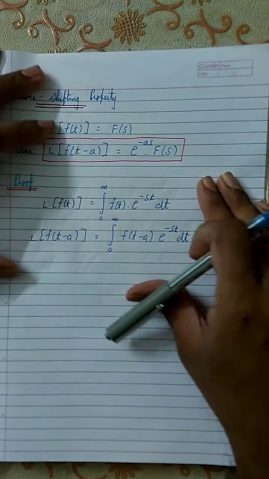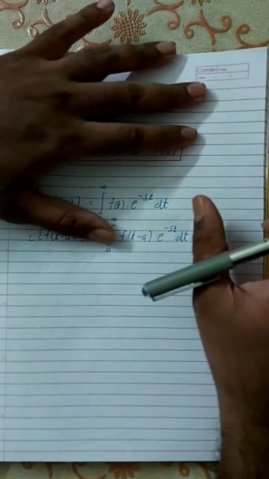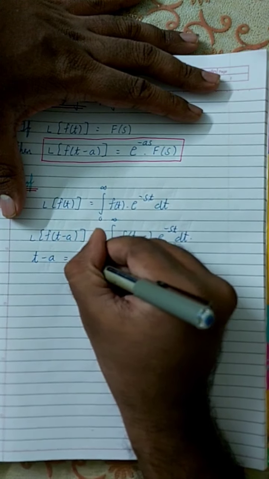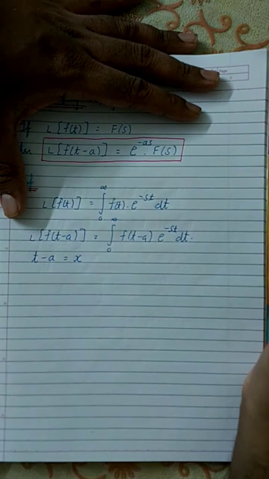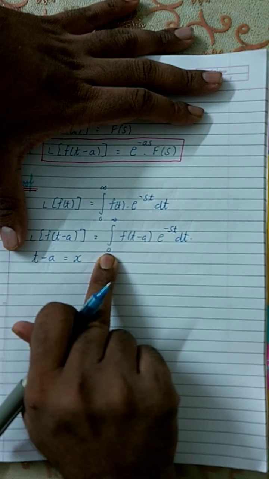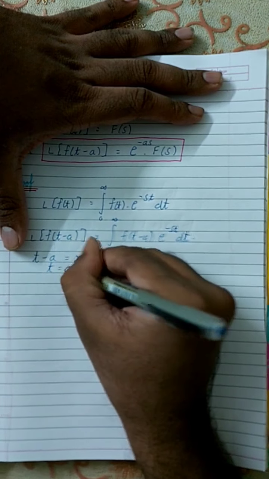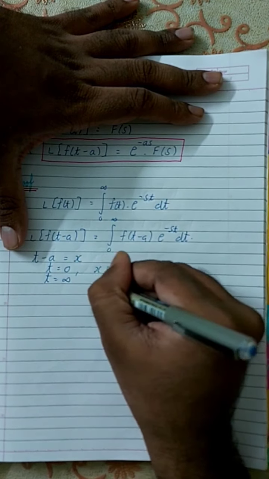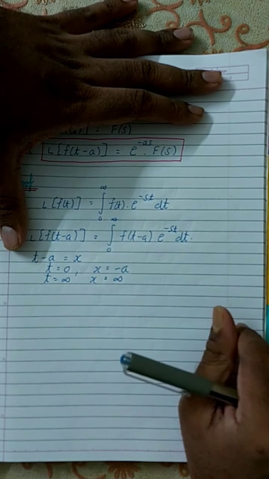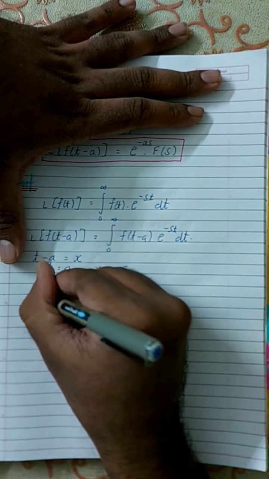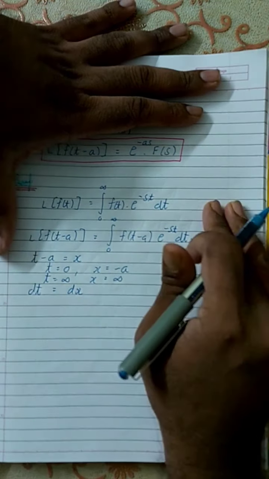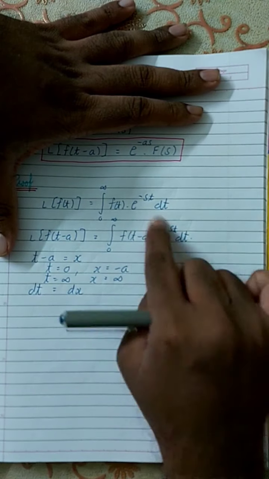Now I'm going to make a small modification, a very small change. Let t minus a be equal to x. If t minus a is equal to x, then when t is equal to 0, x is equal to minus a, and when t is equal to infinity, x is equal to infinity. Also, differentiating, dt is equal to dx. So I can substitute those equations over here.